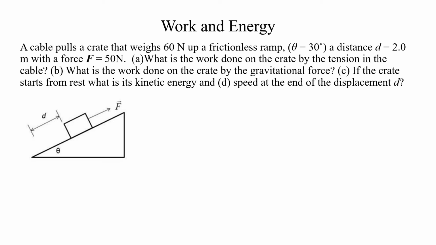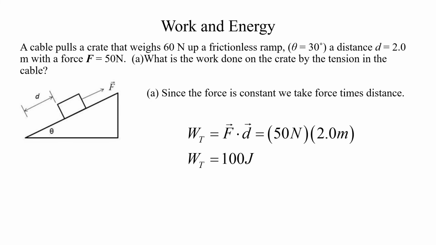We have a cable pulls a crate that weighs 60 newtons up a frictionless ramp that's angled at 30 degrees, a distance of 2 meters up the ramp, with a force of 50 newtons. Part A, what is the work done on the crate by the tension in the cable? B, what is the work done on the crate by the gravitational force? C, if the crate starts from rest, what is its kinetic energy? And D, speed at the end of the displacement.